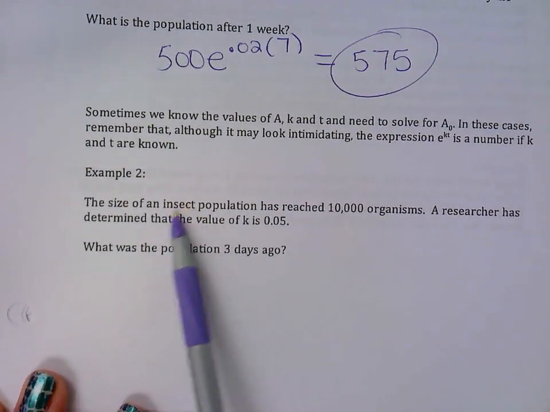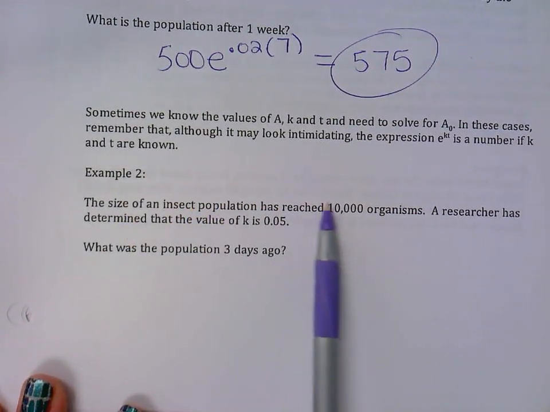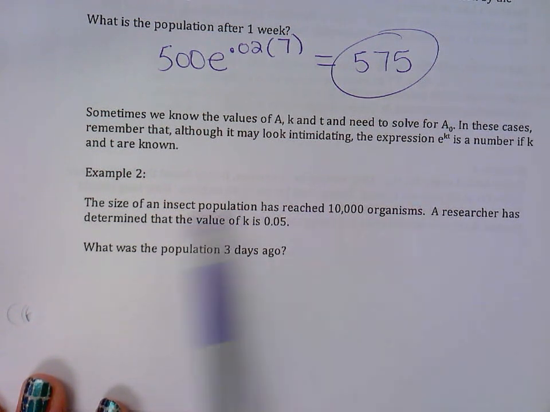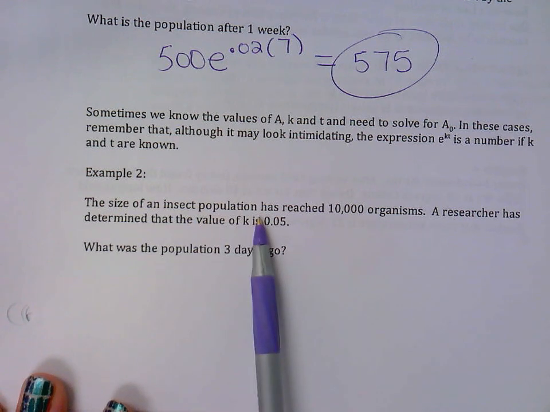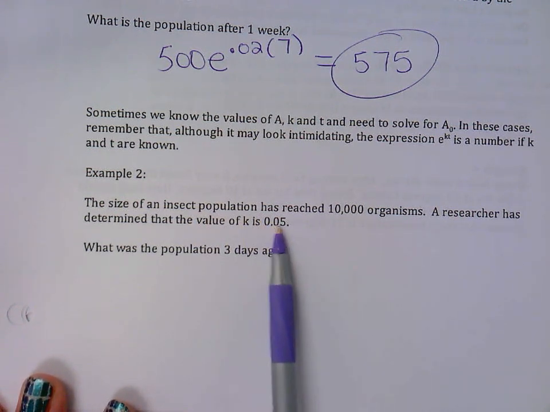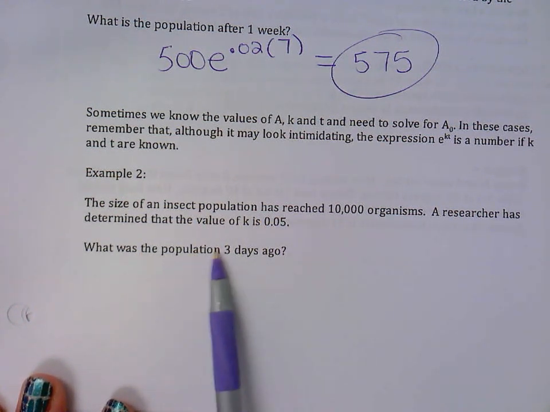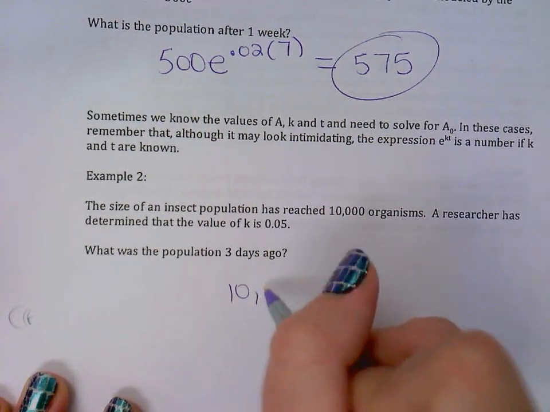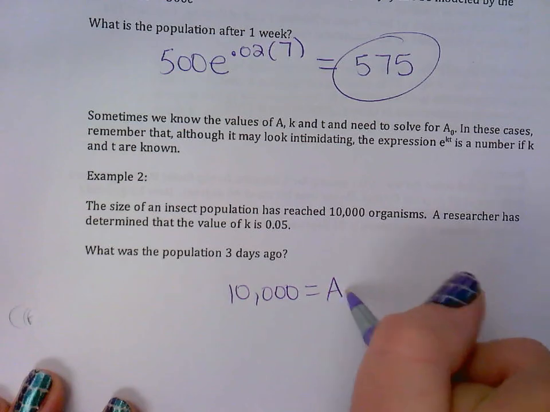So the size of an insect population has reached 10,000 organisms. A researcher determined the value of k for this population growth is 0.05. What was the population 3 days ago? So we know 10,000, but we don't know the initial population.